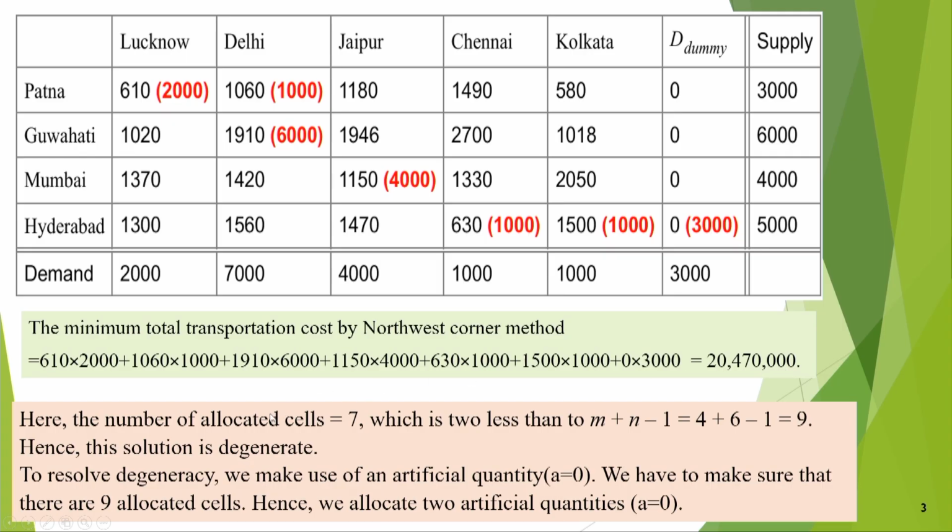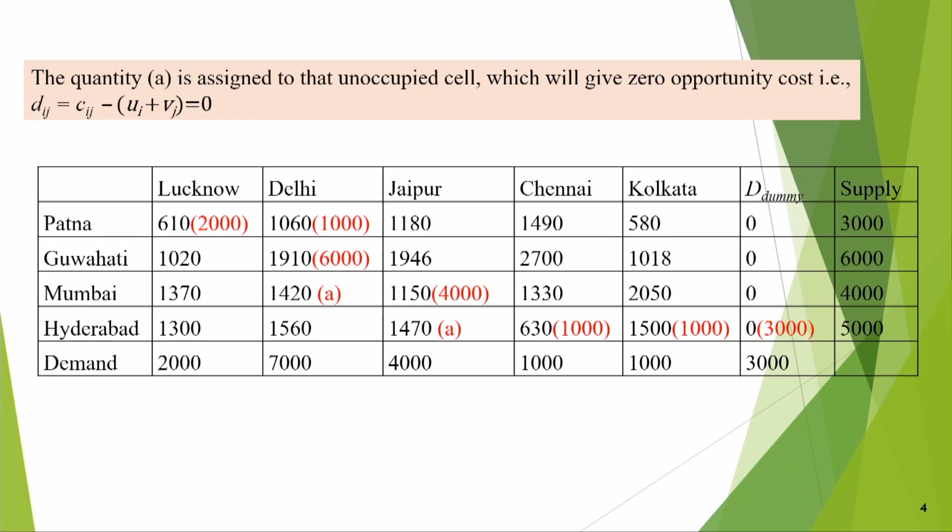And number of allocated cells is equal to 7, which is 2 less than m plus n minus 1, that means 4 suppliers and 6 destinations including dummy one, 4 plus 6 minus 1, hence 9. So, hence this solution is degenerate. To resolve degeneracy, we make use of an artificial quantity. I am indicating it by A, but A is basically 0. We have to make sure that there are m plus n minus 1 allocated cells, hence we allocate 2 artificial quantities A equal to 0.